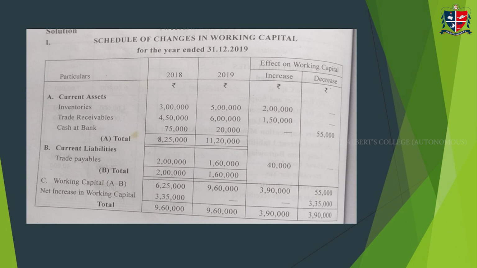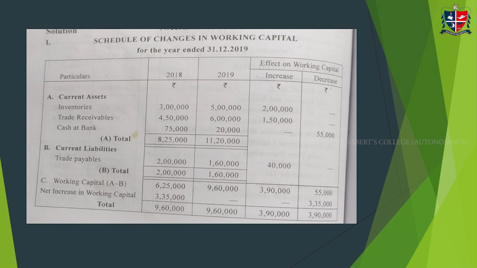With regard to cash at bank, in the previous year it is 75,000 and in the current year it is 20,000. The amount decreases by 55,000. We studied that a decrease in current assets will decrease the working capital, so the difference 55,000 we write in the decreases column. Then we total up the current assets in the previous year and the current year.